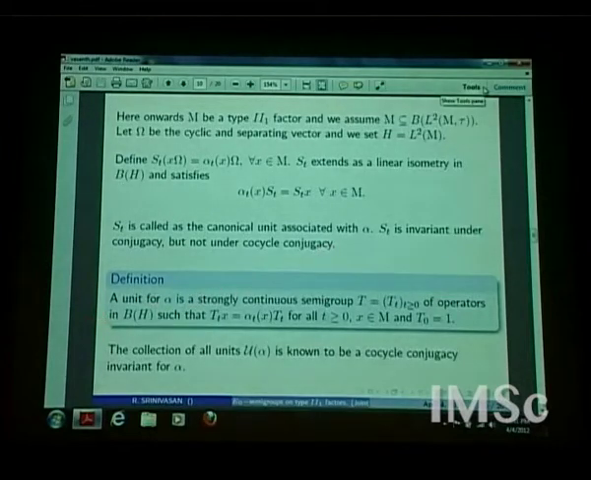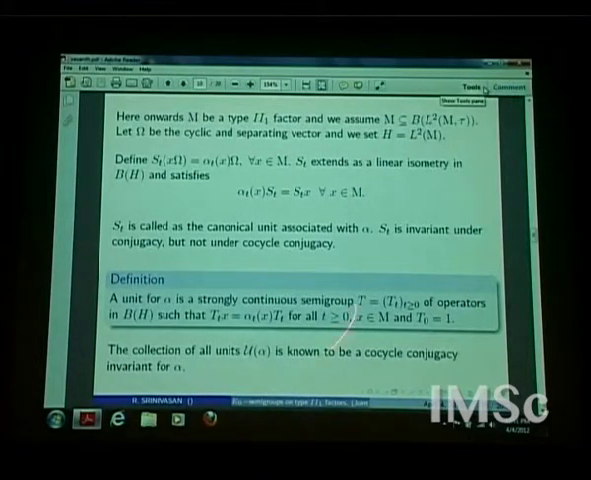A unit for this E0 semigroup α is a family that satisfies two properties. One, it has to be a semigroup, that is, T_s T_t is T_{s+t}, a semigroup of operators, and it satisfies a continuity condition, namely strong continuity. And it satisfies this intertwining property: T_t x equals α_t(x) T_t, for all x in M and for all t. This is what is called a unit for α.